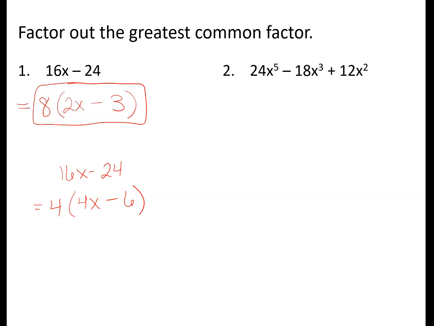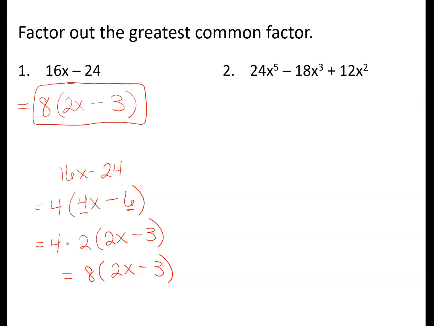However, it is not factored completely, because if you look inside the parentheses, 4 and 6 still have a GCF. They are both divisible by 2. So at this point, you could keep your 4 and put it down in front, and then say, okay, now I'm going to pull the 2 out of those. If I divide them by 2, I would get 2x minus 3. And now multiply the 4 and 2 out front, and I could eventually get to this same answer.